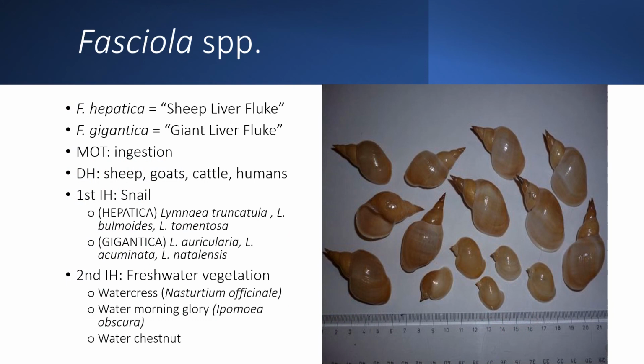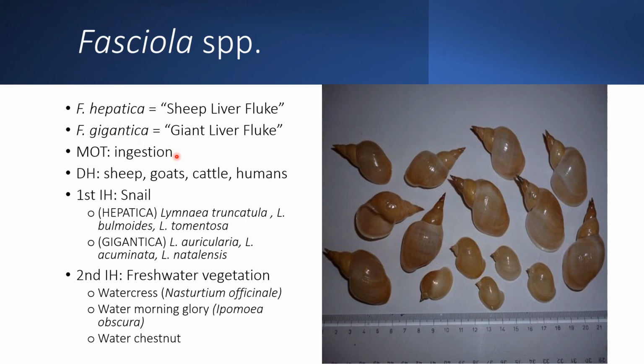So now, with the last liver trematode, we have your Fasciola species. We have two common ones, hepatica and gigantica. Fasciola hepatica, or your sheep liver fluke, also known as your temperate liver fluke or your common liver fluke, while Fasciola gigantica is the giant liver fluke. So from the word giant, it is larger compared to Fasciola hepatica, both in the eggs and in the adult worm. Fasciola gigantica is really big.